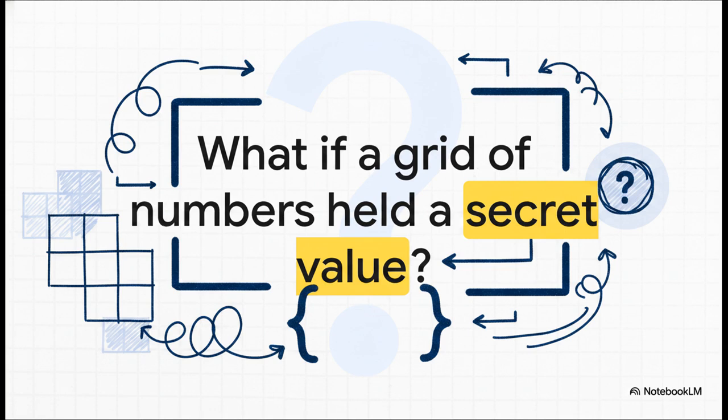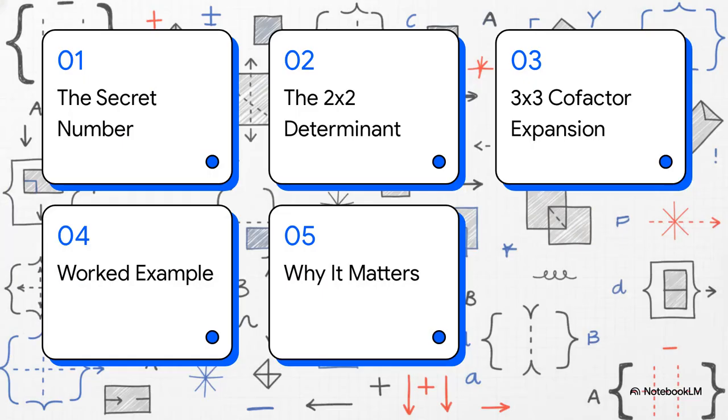I mean, that's literally what a determinant is. It's this one special number that you calculate from a square grid of numbers, a matrix. And believe it or not, this one single value can tell you a whole lot about what that matrix can do.